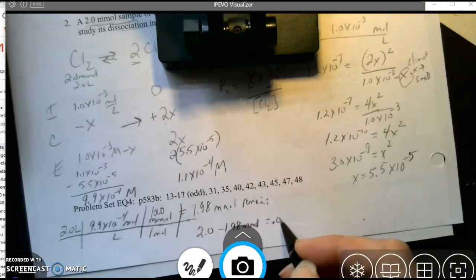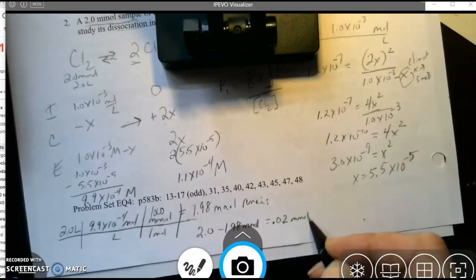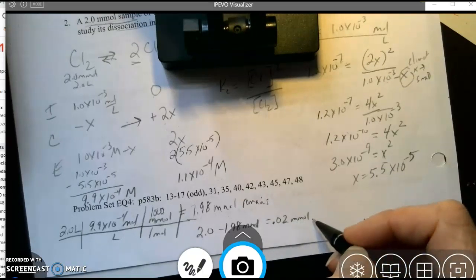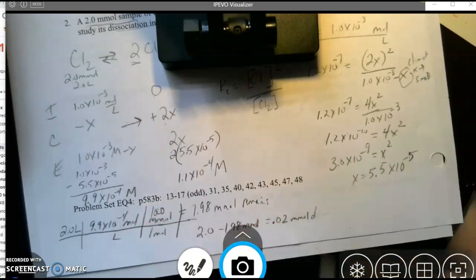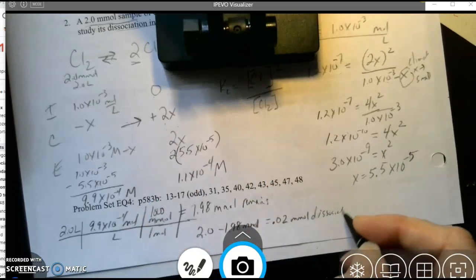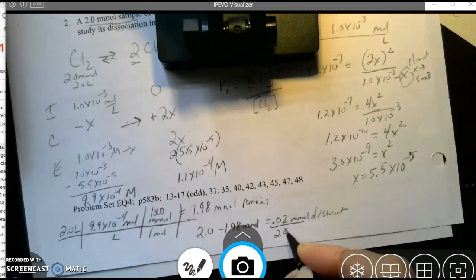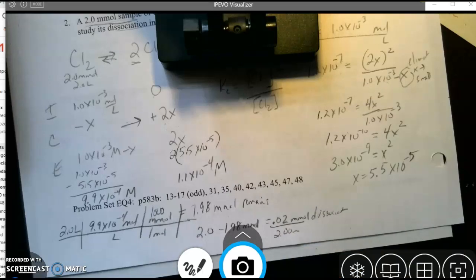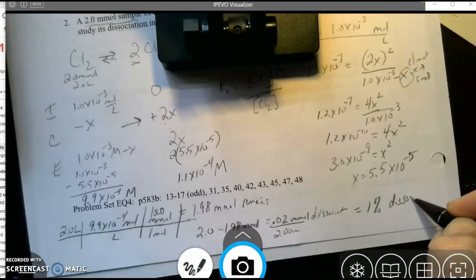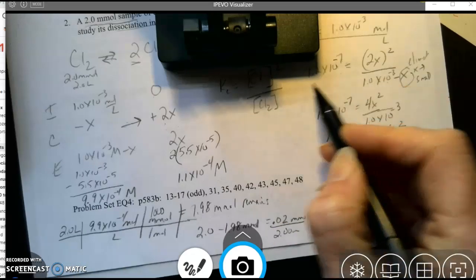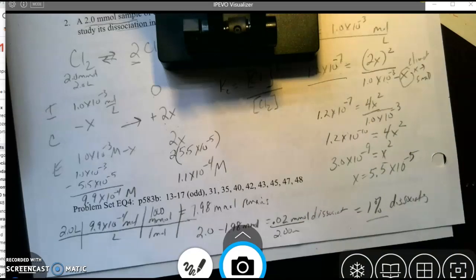This would be 0.02 millimoles has decomposed or dissociated. And if I do that over my original 2 millimoles, so 0.02 divided by 2 times 100 is basically 1% dissociates. So you can see that a 1% dissociation gives us a very low Kc value.